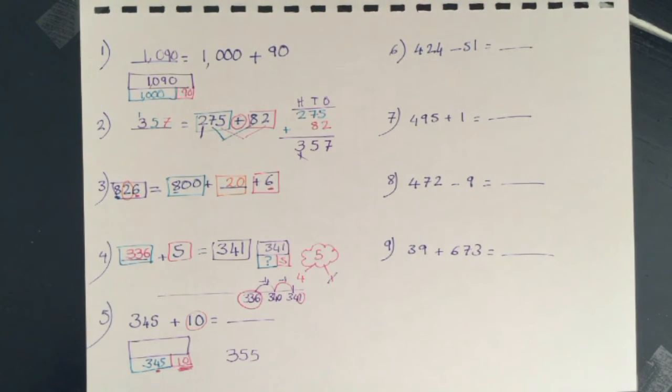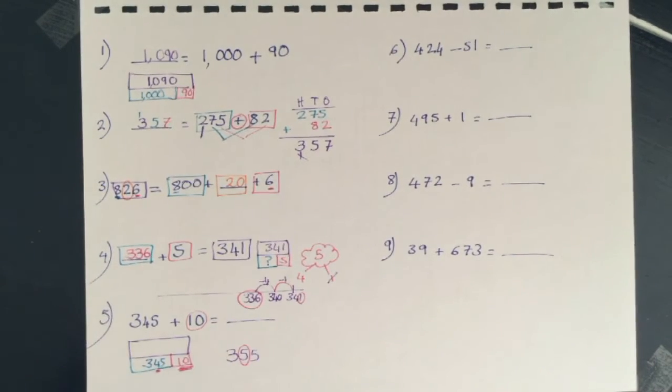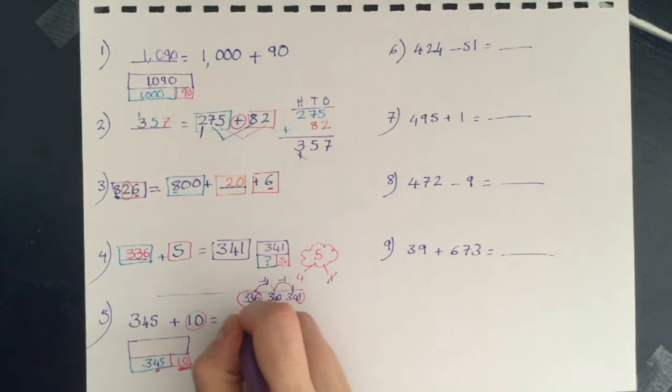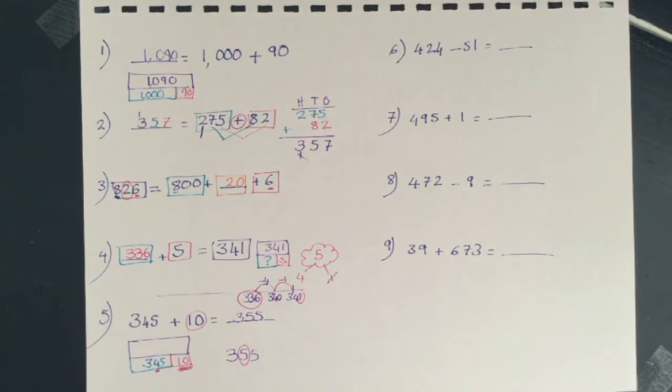355. Okay, this one has changed, that's all. Okay, so that is your answer, 355, and that is the most efficient way. Okay, you know that is a 10 straight away. That's your place value. You look at the digit that it will affect.